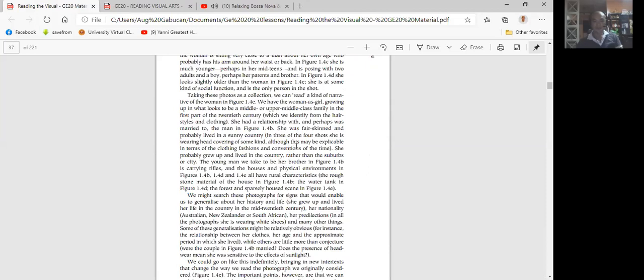What else? We can tell that she was fair-skinned and probably lived in a sunny country. In 3 to 4 shots, she is wearing a head covering of some kind. What's that for? Although this may be inexplicable in terms of the clothing fashions and conventions of the time. So you have to be sensitive even to these little signs that we can see within the text: the kind of clothing, the skin color, because they can tell us something. Okay, what else?